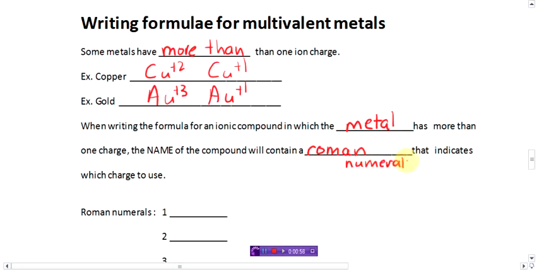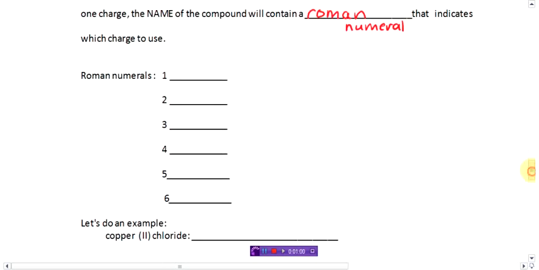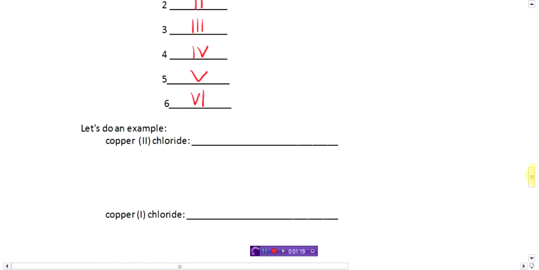So I'll just quickly refresh your memory on Roman numerals. You may have done them in elementary school or seen them on a clock. 1 is represented with an I, 2, II, 3, III, 4, IV, 5, V, and 6, VI. So let's do a couple of examples.